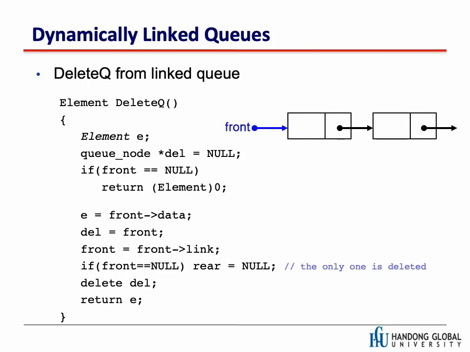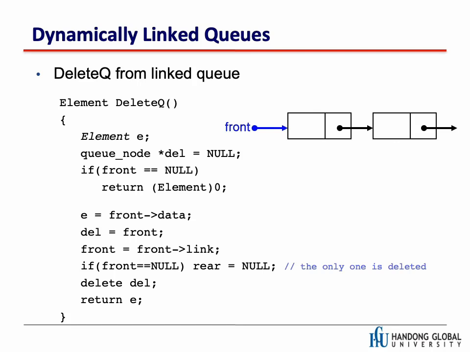Next one is the delete function. The delete function is quite similar to the pop from the stack. So we have element E and we have a pointer del, and then we check if front is null. If front is null, it means we have nothing there, so we cannot delete anything. Now let's assume that we have something there. So front is pointing to something. Front is pointing to the first node of the linked list, and then we will delete the first node.